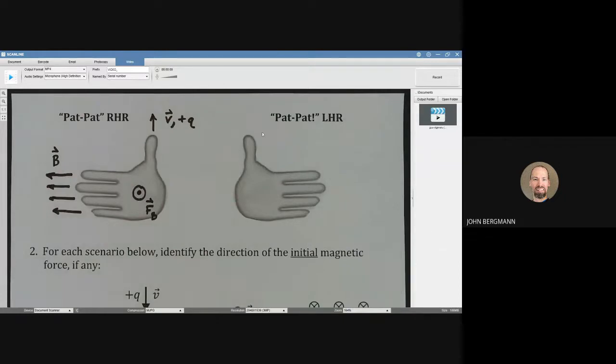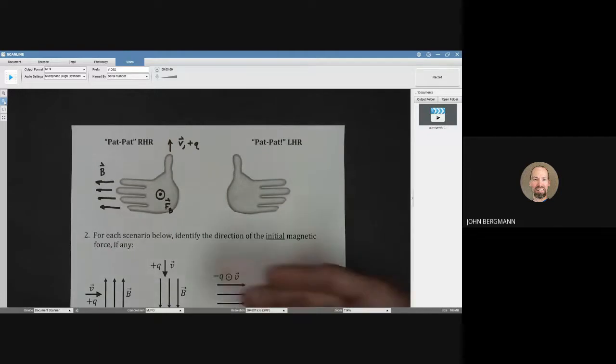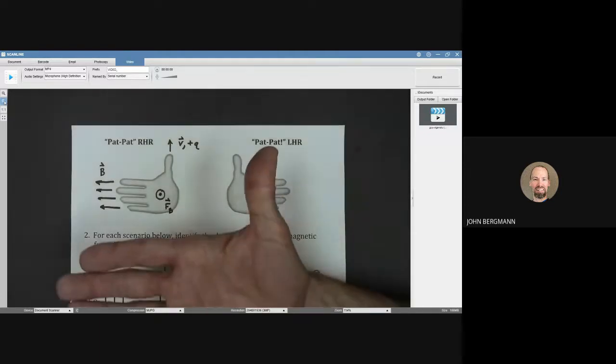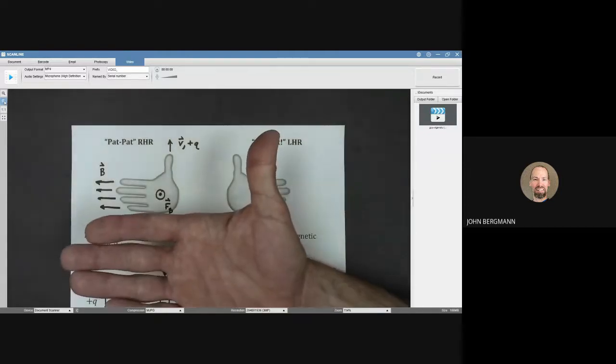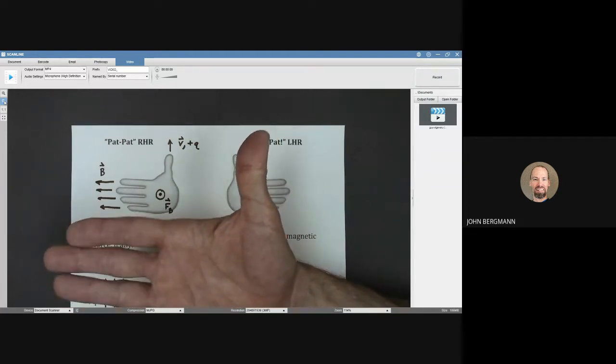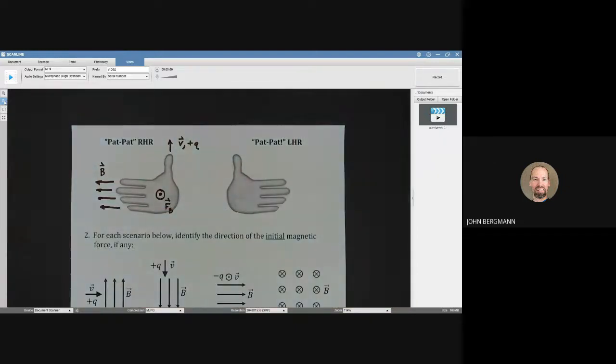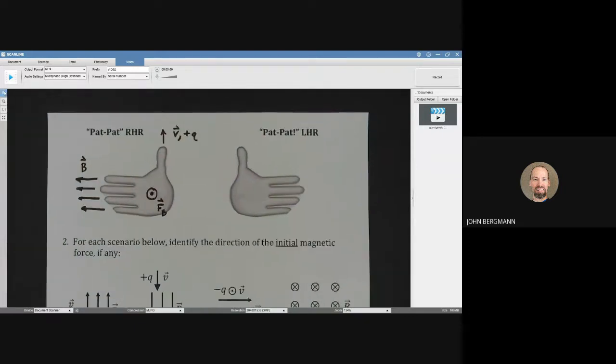Let me back out this camera just for a second. So the pat-pat right-hand rule, if I have a positive charge moving towards the top of the screen and I have the magnetic field directed towards the left, then I'm going to pat, pat. See how you can pat something? That's why I call it the pat-pat right-hand rule.